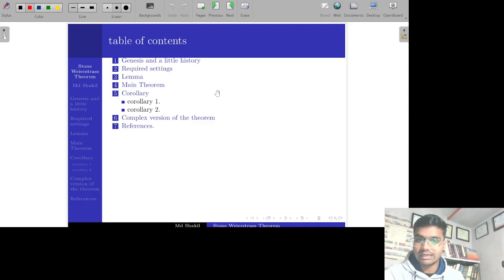First of all, I will discuss a little history and some genesis about this theorem, the development of this theorem, and then I will discuss some settings that are required to understand the proof of this theorem. And there is a lemma, and then the main theorem and corollaries and some applications.